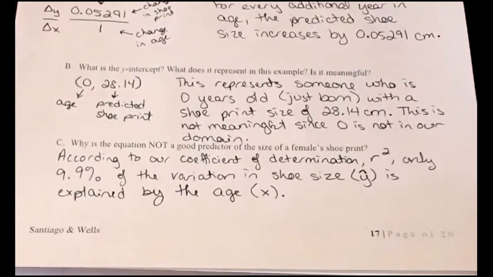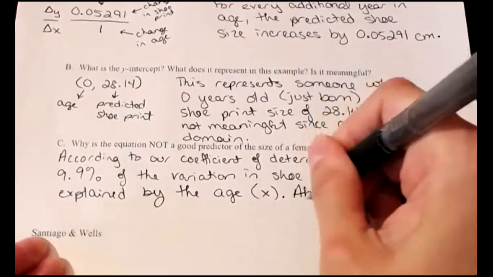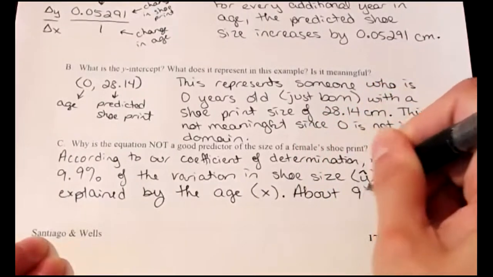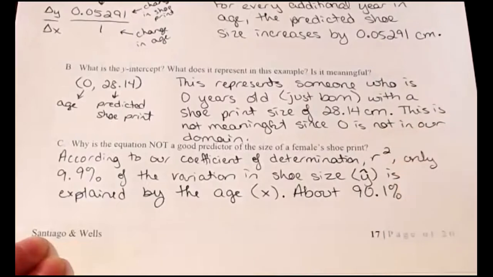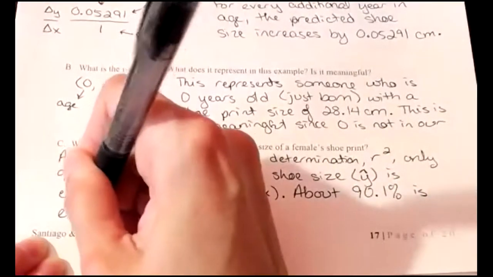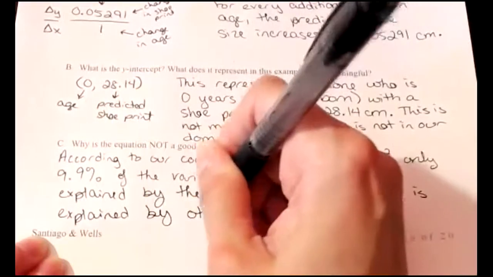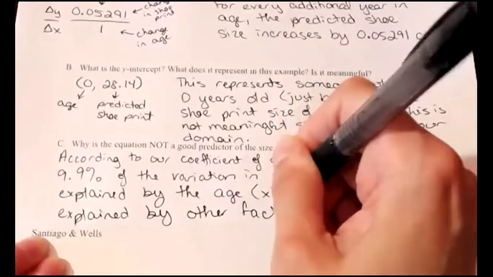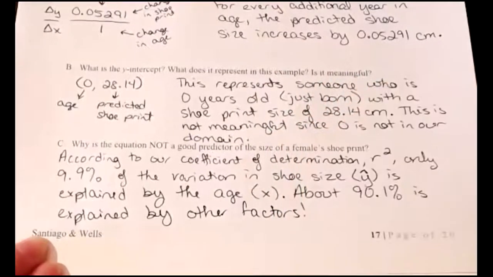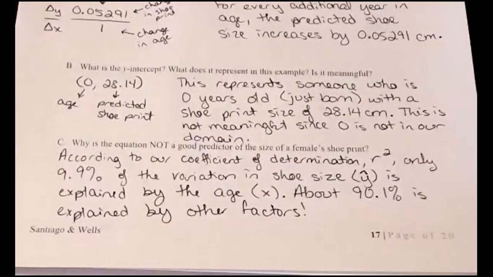So check this following statement out. About 90.1% is explained by other factors. That is outrageous.